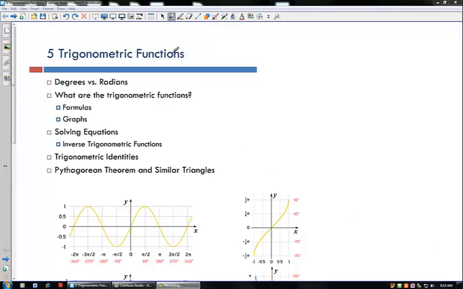Welcome back for the final lecture on trigonometric functions. So this is really trigonometric functions part 2. Last time we talked about degrees versus radians.